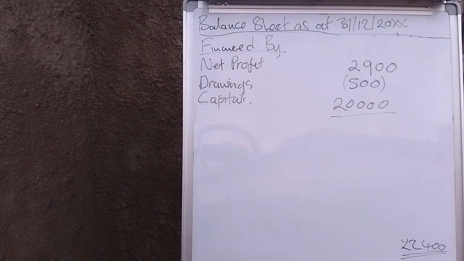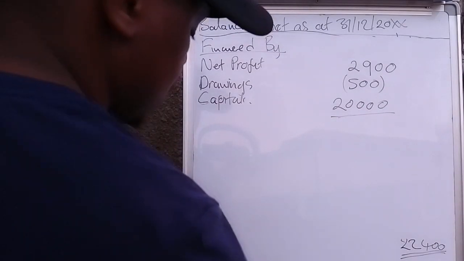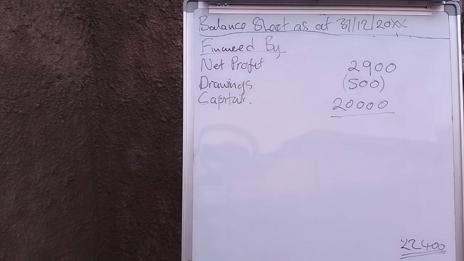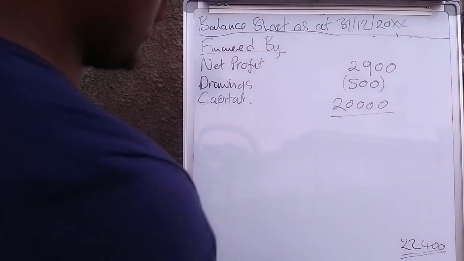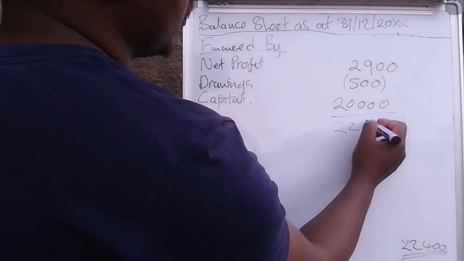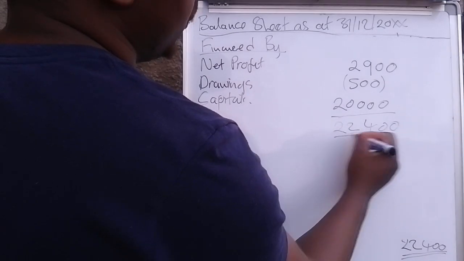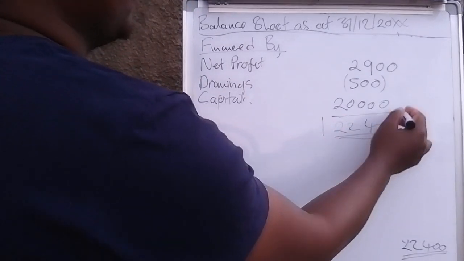Now we have to add this and deduct what is deducted. 2,900 minus 500 plus 20,000. We get 22,400, which is the balancing figure. 22,400, which is our balancing figure.